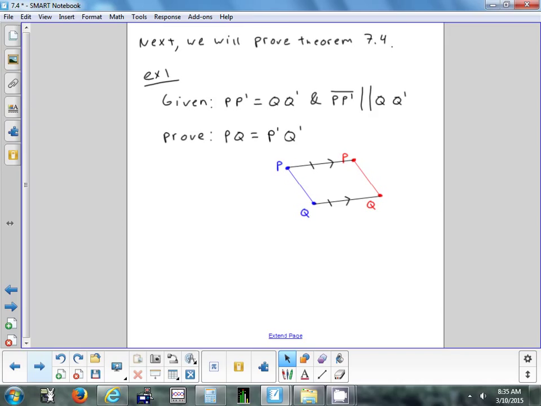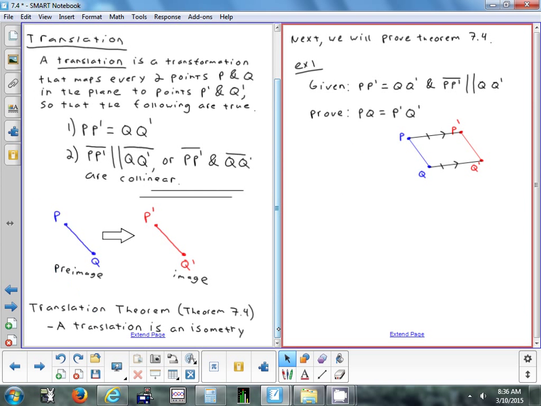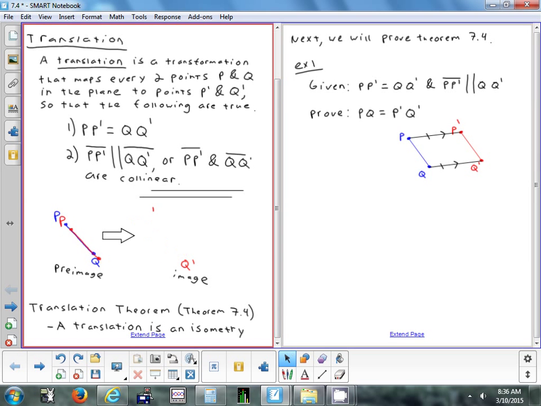Okay, we're going to prove the part of Theorem 7.4 that says using the parallel. This is the case where I've slid something and P prime is parallel to Q prime. So it's always going to be parallel? No, what else could it be besides parallel? Collinear. Yeah, it could be collinear if you translated it from here like that, if you translated it on a line like that.